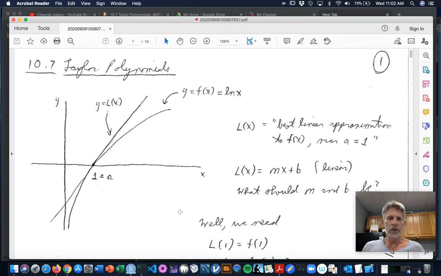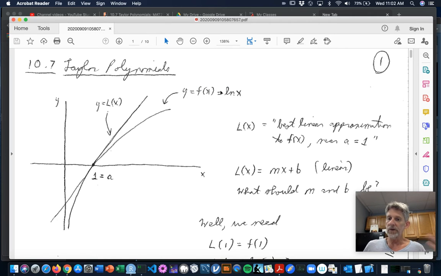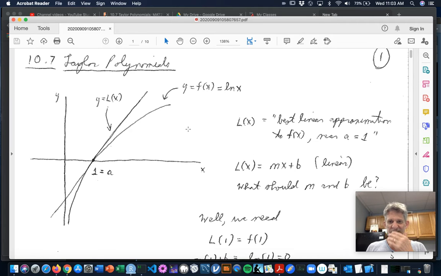So for example, say you've got this function, f of x is natural log of x. It's tough to find the values of natural log of x. There ain't no simple arithmetic there. And so you might want to approximate those values using some function that is easier to compute with, but which is close to natural log of x. And so you may remember linear approximations from Calc 1.